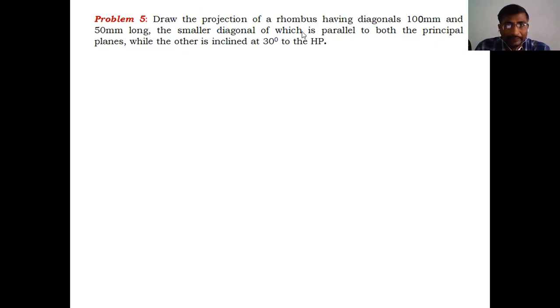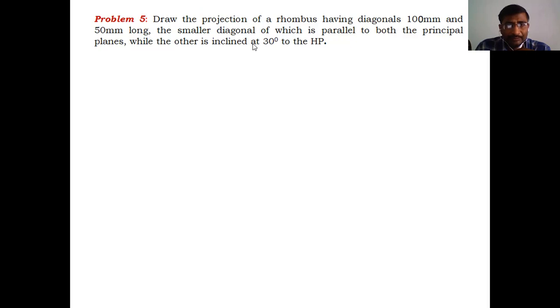The smaller diagonal is parallel to both the principal planes, while the other is inclined at 30 degrees to the HP. That is, the longer diagonal is inclined at 30 degrees to the HP. This longer diagonal is related to the surface. That means the surface is inclined at 30 degrees to the HP. So first of all, the surface is assumed to be parallel to HP. In the initial position, the surface must be assumed parallel to HP.